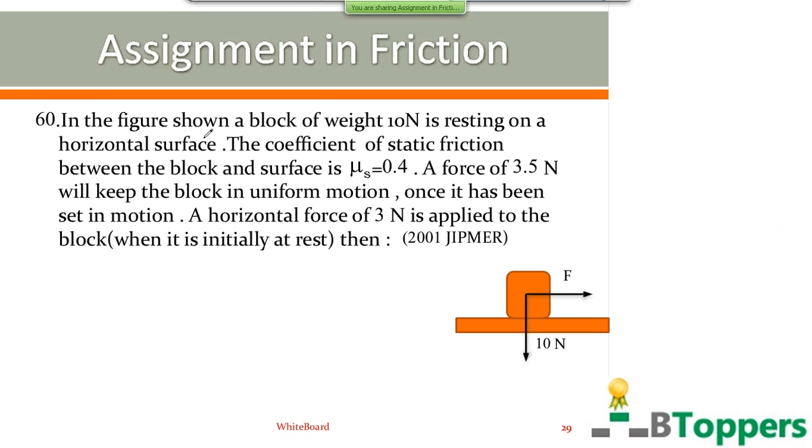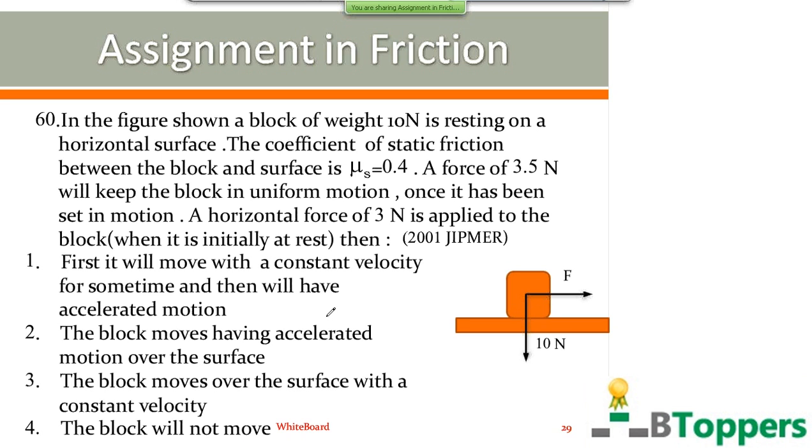In the figure shown, a block of weight 10 newton is resting on a horizontal surface. The coefficient of static friction between the block and surface is nu s equal to 0.4. A force of 3.5 newton will keep the block in uniform motion once it has been set in motion. A horizontal force of 3 newton is applied to the block when it is initially at rest. Then 4 options are given.